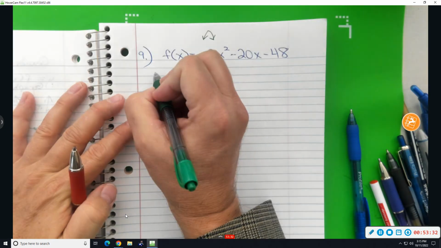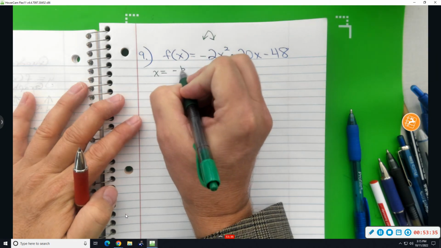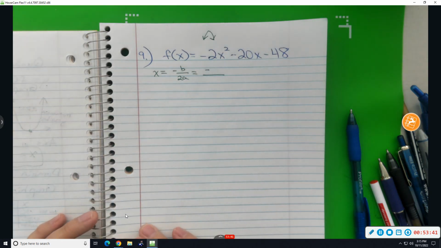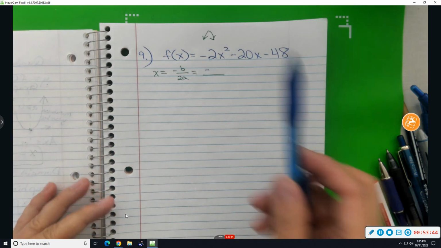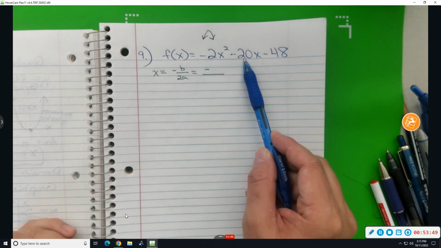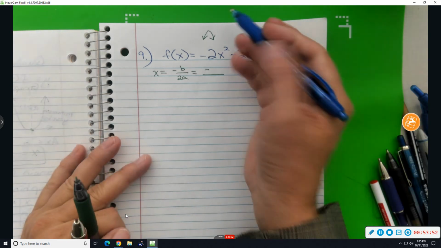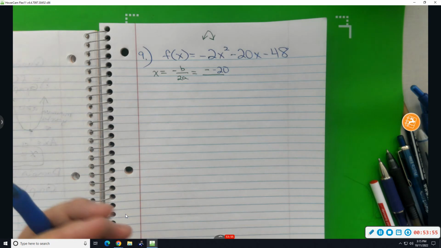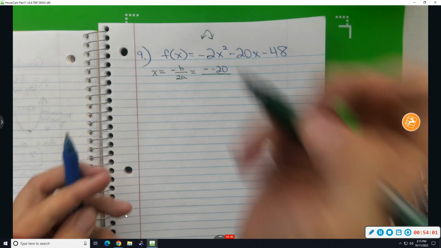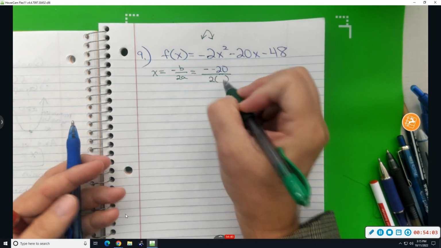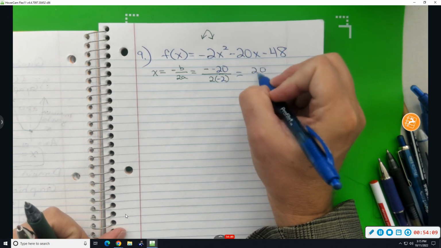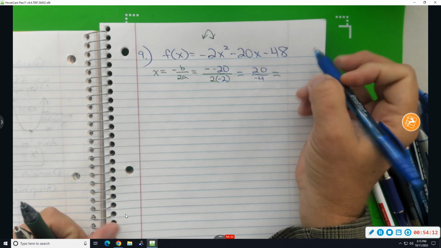Use the vertex formula. x equals negative b over 2a. So it would be technically positive 20. You have that negative from the formula. The b value, just like with the quadratic formula, is negative 20. The opposite of negative 20 will become a positive 20. And the bottom one would be 2 times negative 2. 2 times the a value is negative 2. So that would translate to 20 over negative 4, which reduces to negative 5.